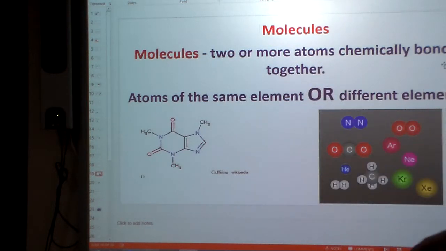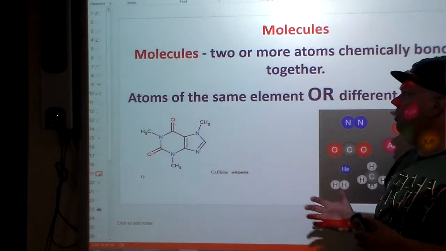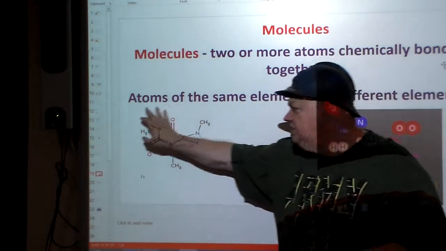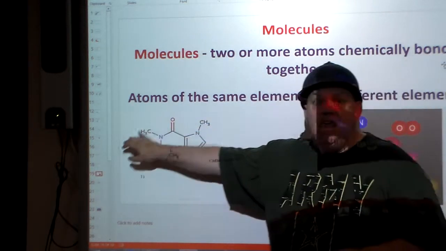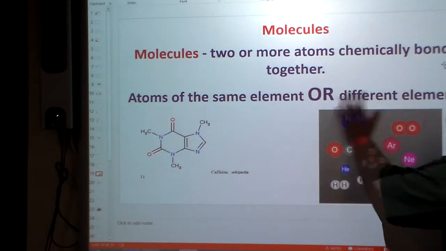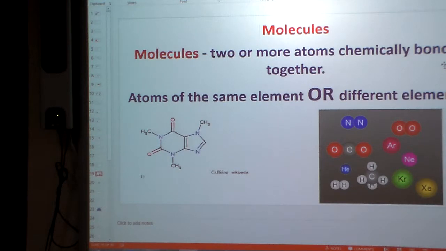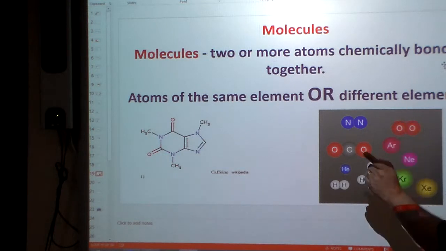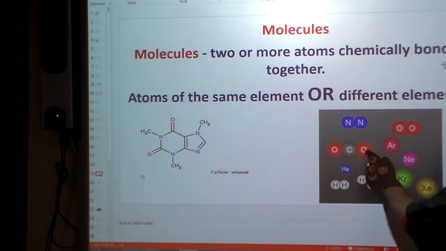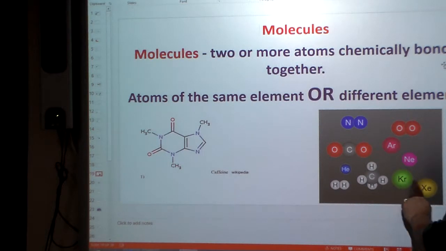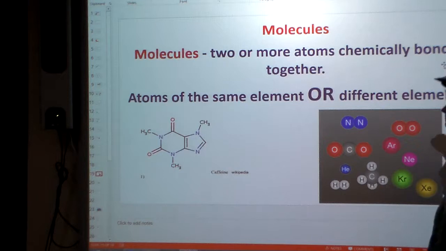Molecules. So, 2 or more atoms chemically bonded together. Okay? So, it could be atoms of the same element or different elements. So, here's an example of a molecule of caffeine, lifeblood of a number of people out there. Now, here is an example of molecules of air that we breathe in. And you may notice they could be the same atom, like we see here, or it could be different elements. Okay? Same element, different elements. And again, some of them, they're loners.